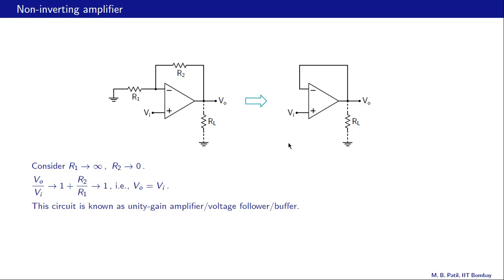And this circuit, the one on the right, is known as unity gain amplifier because the gain is 1, or voltage follower because the output voltage simply follows the input voltage, or buffer. And why it is known as buffer, we should see very soon.